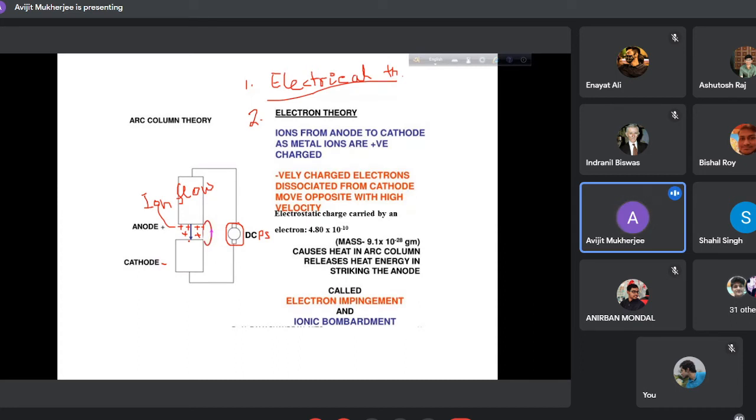But this theory is not a very strong theory, because a tremendous amount of heat is required to melt the workpiece. How can the flow of ions lead to the development of such a tremendous amount of heat? That is not clearly understood by this electrical theory. So the next development was the second concept, that is the electron theory.